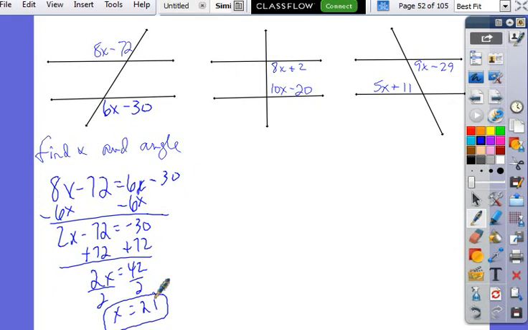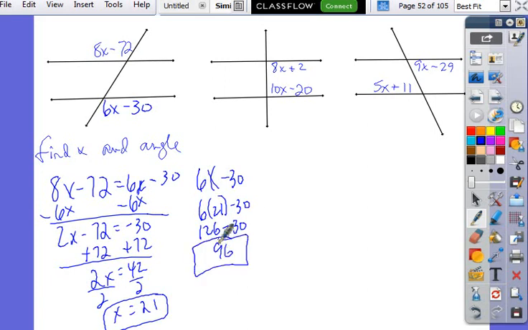So I would say 6x minus 30. So that's 6 times 21 minus 30. There are my two answers. X is 21 and my angle is 96.